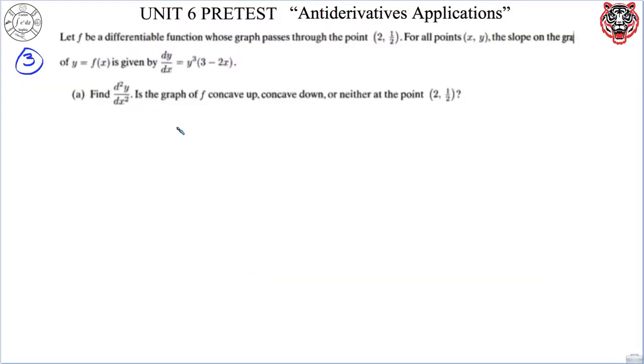On to problem number 3. All right, so we are given dy dx, and it's this. We need to find the second derivative.